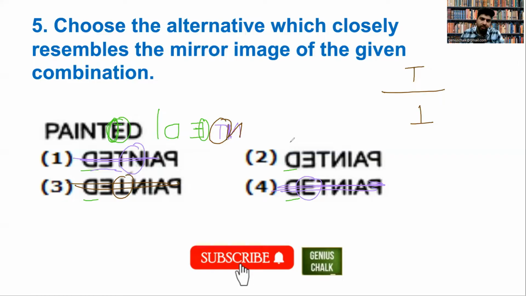We are left with again the second option. P is here. See, this is P, correct. P has to be like this. Then A has to be like this. I has to be like this. So this is the correct answer, B, right?